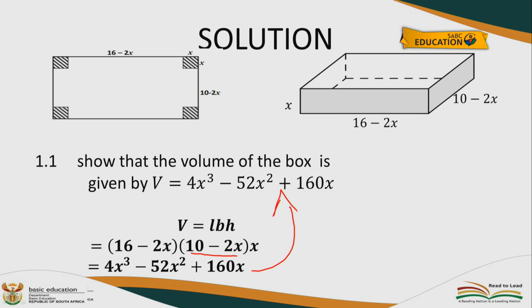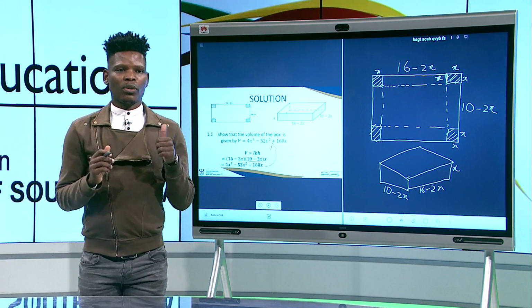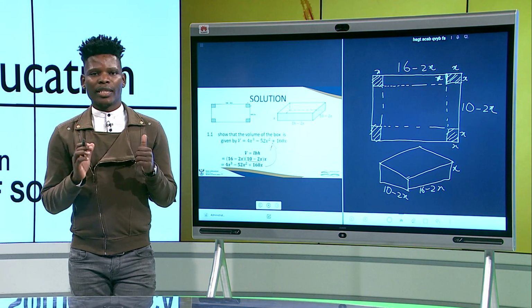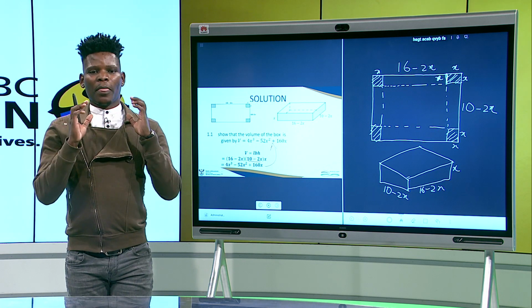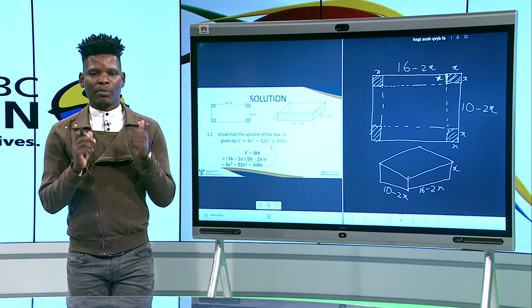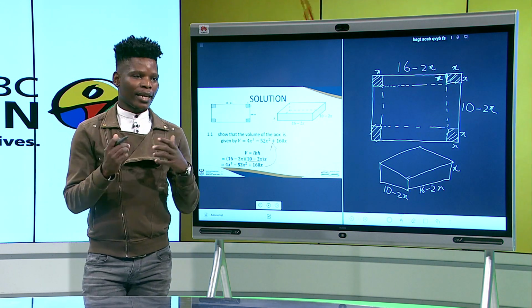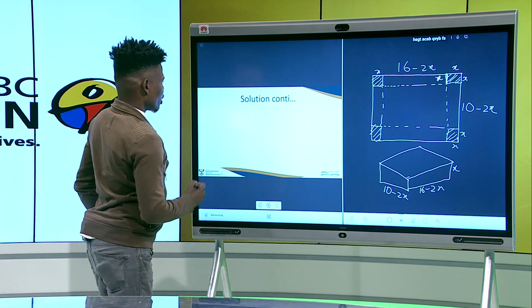What was very important in that question is that we needed to know that the figure we are dealing with is a rectangular prism. And we needed to know the volume of a rectangular prism, which is length times breadth times the height. And the rest is history. Now let us go to question 1.2.